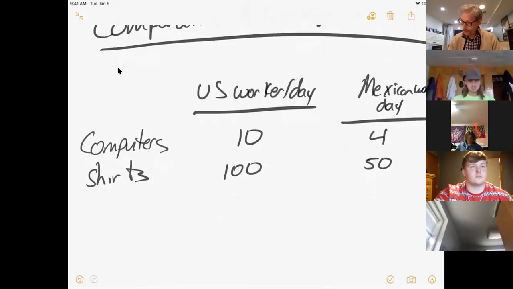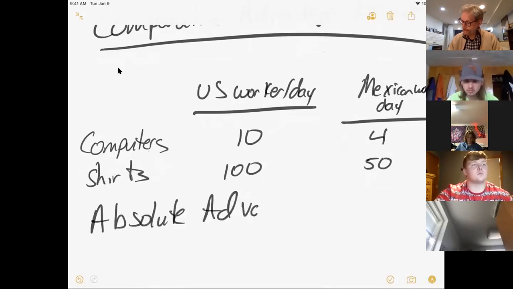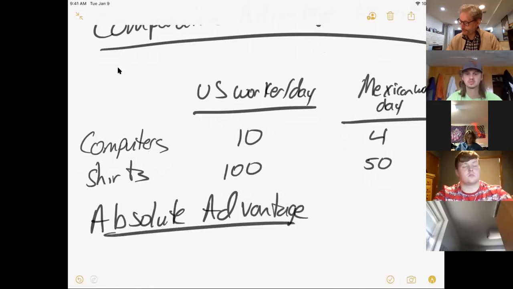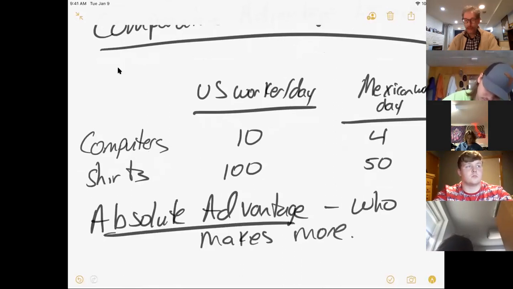In other words, the US worker has absolute advantage in both goods. Absolute advantage just simply means who makes more. And so, yes, the US has absolute advantage over Mexico in both of these goods. Just like LeBron James would have absolute advantage over me in playing basketball and mowing lawns.